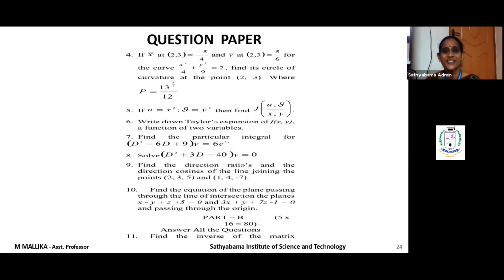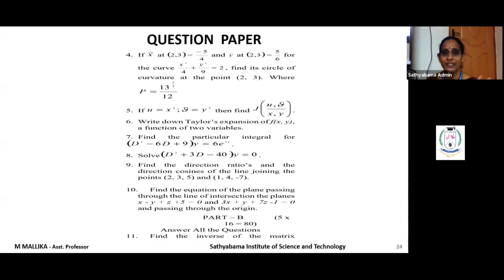And the fourth question is they have asked circle of curvature. Again, I have given you the formula for circle of curvature also. For circle of curvature, x bar is given, y bar is given, and then rho is also given. It is not p, it is actually rho. So for circle of curvature, what is the formula? (x minus x bar) the whole square plus (y minus y bar) the whole square is equal to rho square, in which x bar is given, y bar is given, rho is given. Just substitute and then you can find out the circle of curvature.